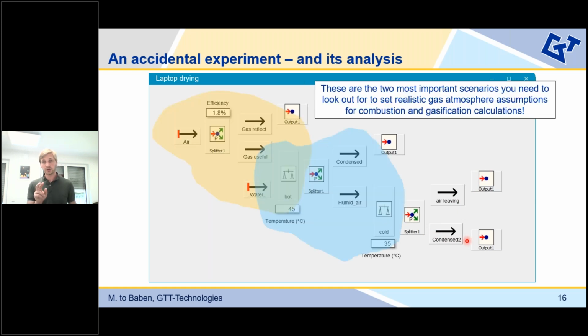Now, essentially, this flow sheet contains two very important scenarios that you need to look out for if you want to set realistic gas phase assumptions. The first scenario is one where only part of an input stream is actually actively participating in the reaction. So that is basically this part. And the second one is where you have reactions taking place at different temperatures, and that determines what reactions actually take place.